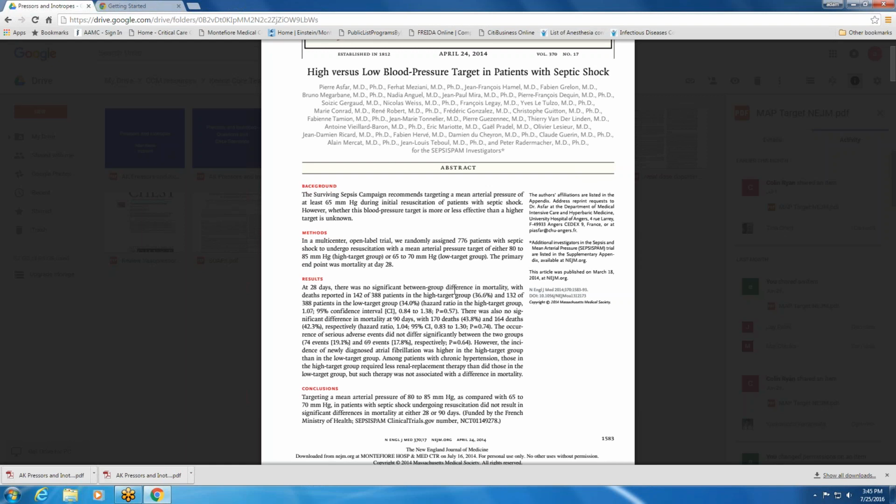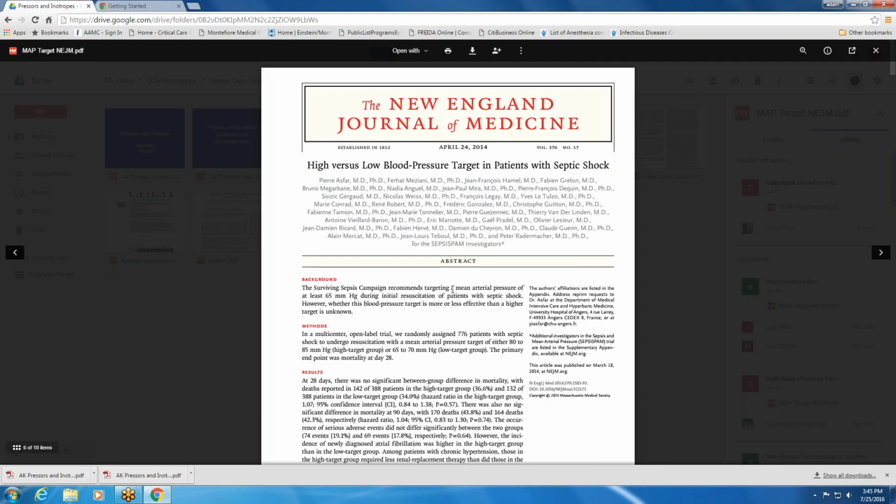The only potential benefit in subset analyses was in chronically hypertensive patients. If you targeted a higher mean arterial pressure, they had a lower incidence of need for dialysis, but no difference in mortality. So basically it backed up our usual mean arterial pressure goal of 65, but also gave some degree of credibility to the idea of, oh, this patient's chronically hypertensive, maybe you should be targeting a slightly higher mean arterial pressure.